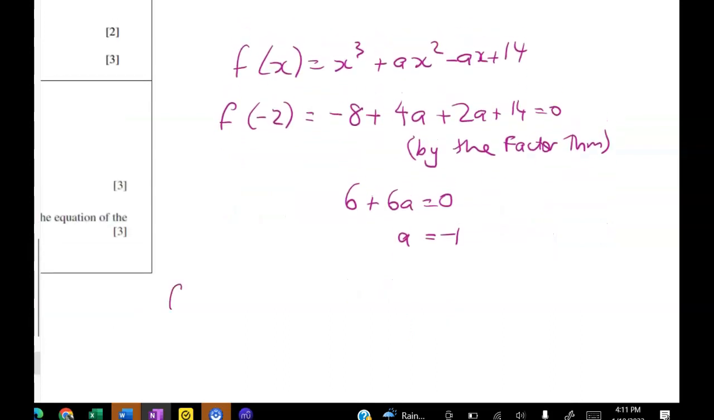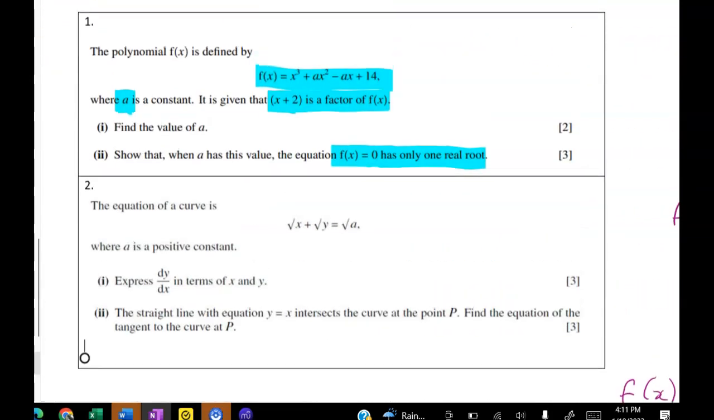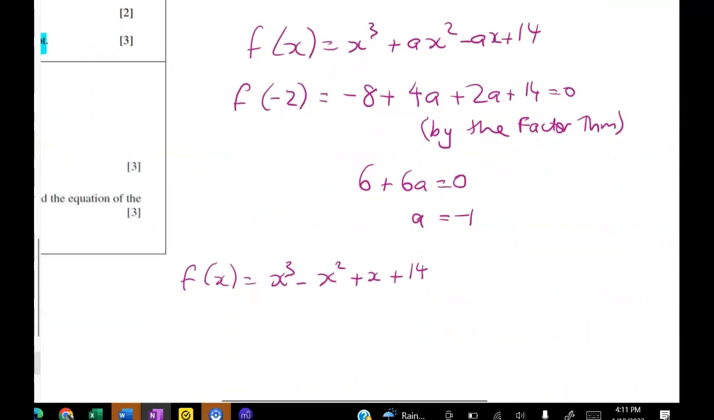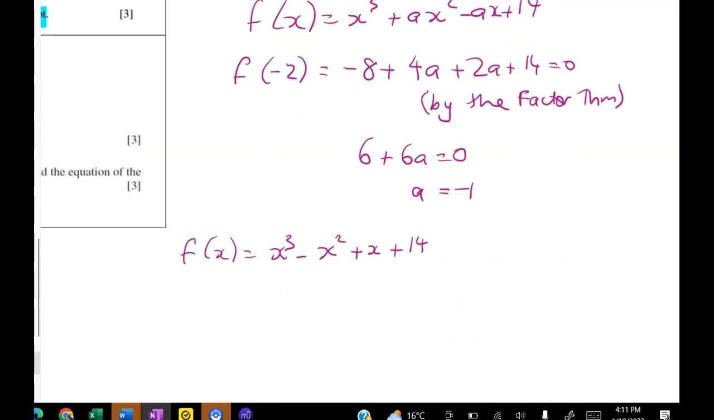So that means that my polynomial is f of x is equal to x cubed minus, not minus ax squared anymore, so minus x squared plus x, is that right? Plus 14. I just want to check that I've done that right. Yeah, it is minus ax in here, right? So because it's minus ax, it becomes plus x because a is negative 1. I'm doing this without my worked solutions in front of me. I'm just doing it cold, as you would do it.